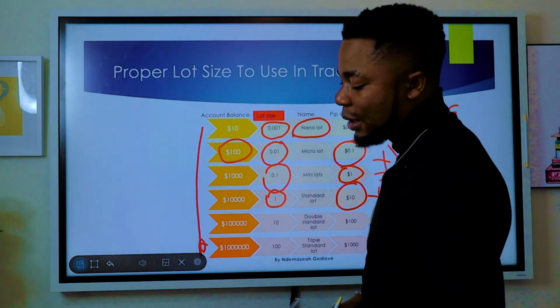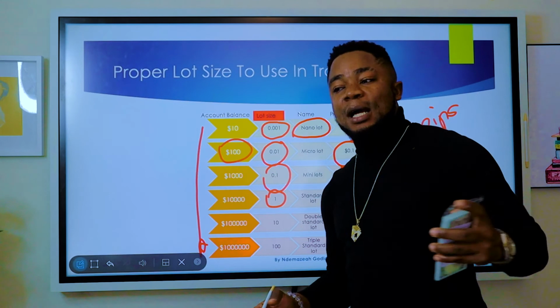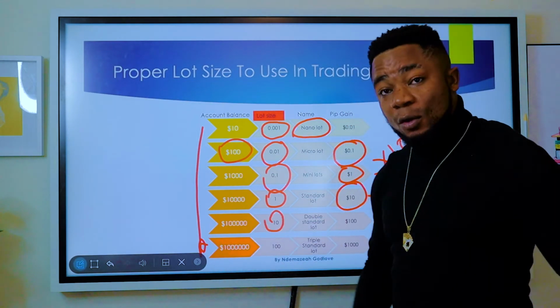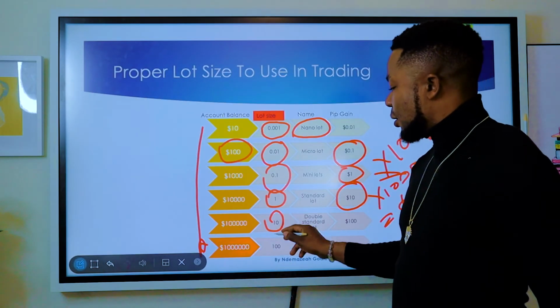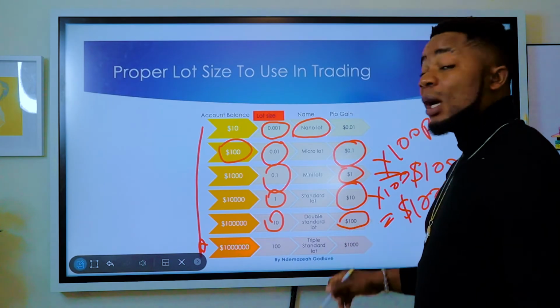And if you have $100,000 in your account, like most banks or most big people, what you can do is use double standard lot, what we call double standard lot, which is just 10. 10 stands for double standard lot, which means 1 pip you gain is equal to $100.